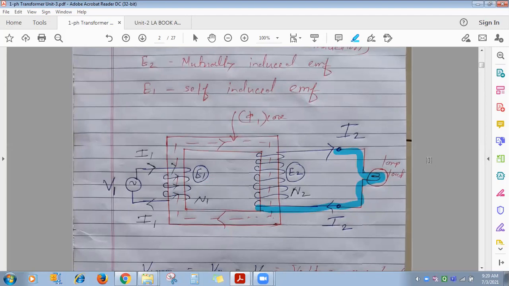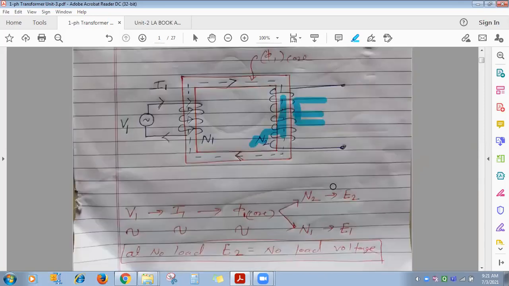It works on which principle? Faraday's law of electromagnetic induction. Clear up to this? Okay. Now see, whatever this changing flux, I told you it is coming in contact with N2 number of turns and E2 gets induced, isn't it? As per Faraday's law of electromagnetic induction.